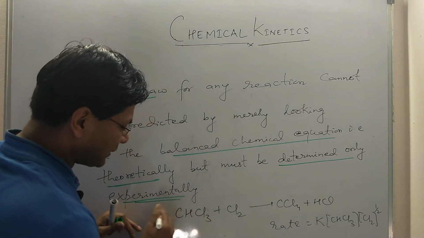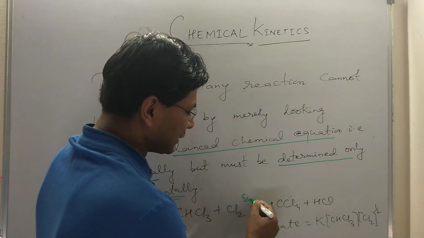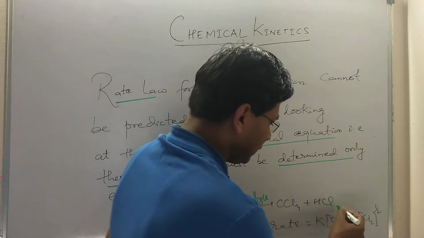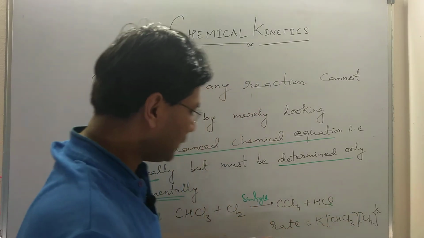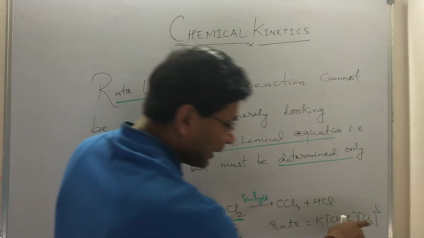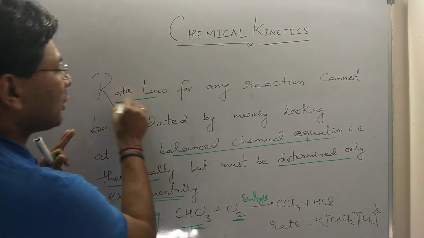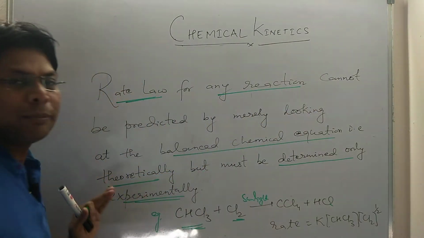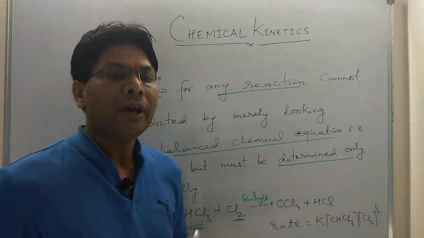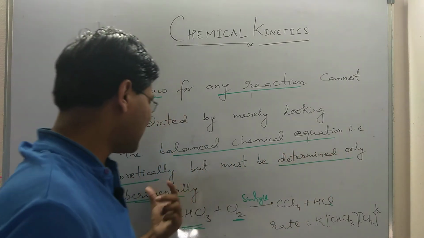Suppose we see this reaction as an example. Chloroform reacts with chlorine, and as we know this reaction happens in the presence of sunlight, to form carbon tetrachloride plus HCl. So the rate of this reaction is dependent on both chloroform and chlorine, but here the rate is dependent only on the half power of chlorine. So the rate law for any reaction cannot be predicted just by merely looking at the balanced chemical equation, that means just by looking at the stoichiometric coefficients, but it must be determined only experimentally.